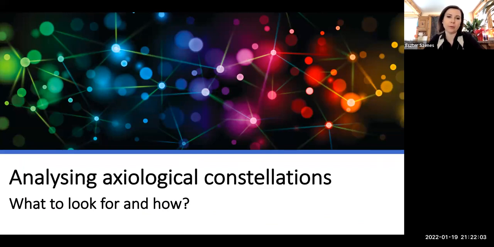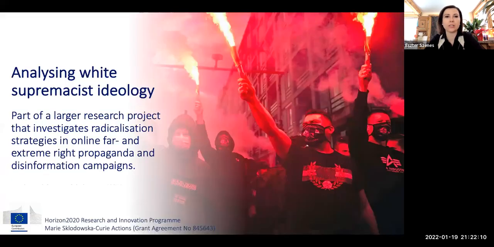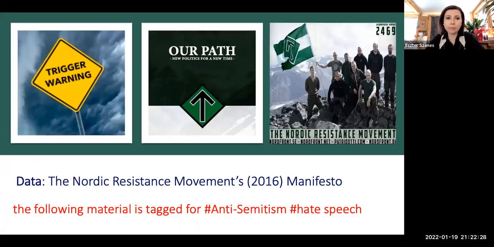So now I'm going to go into detail about what we look for and how when we want to analyze axiological constellations. The data that I'm using for today's presentation comes from my project on analyzing white supremacist ideology. It's part of a larger research project that investigates radicalization strategies in online far and extreme right propaganda and disinformation campaigns. I just want to warn you that the data that you will see contains anti-Semitic hate speech. So if anybody wants to leave, please feel free to do so.